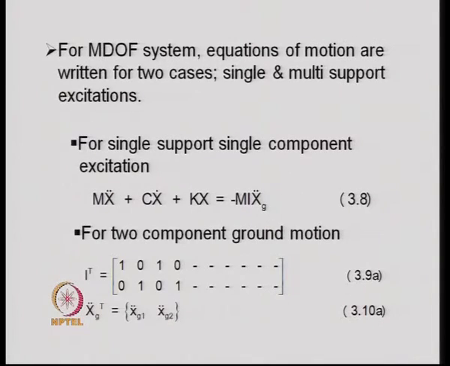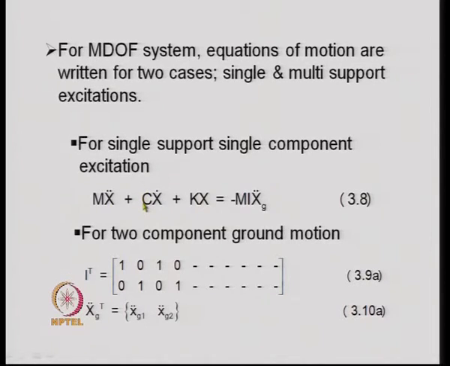Now, this is for the single degree of freedom system. When we extend this to a multi degree of freedom system, then m of the single degree of freedom system is replaced by a mass matrix. Instead of a single m, it becomes a matrix. X double dot becomes a vector of n number of accelerations.